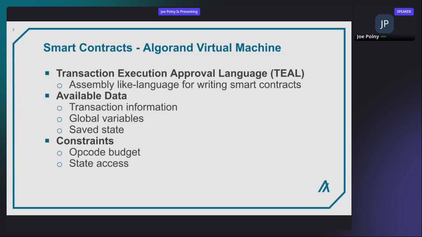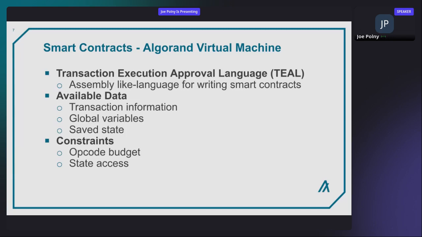So the AVM itself is Turing complete, which means it's capable of basically doing anything given enough time and memory. But we impose some constraints on smart contract execution to prevent a single transaction from taking too long to execute or taking over the resources of a node. So the two constraints we have are opcode budget and state access.